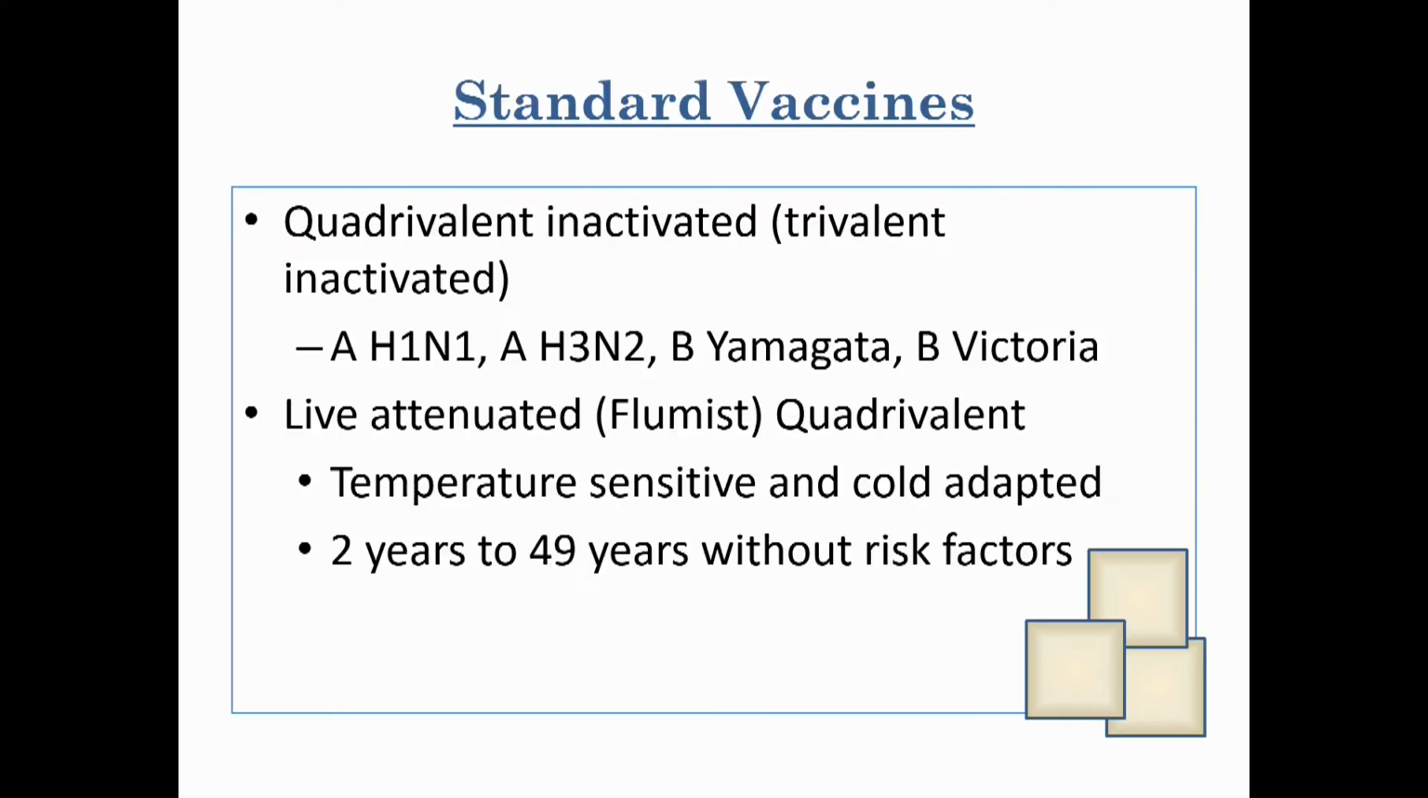There's also the live attenuated vaccine that has the 4 strains called FluMist. And these vaccines are made weaker by temperature sensitivity and cold adaptation, and they can be used in anyone 2 years to 49 years of age if they don't have any asthma or any other medical problems.